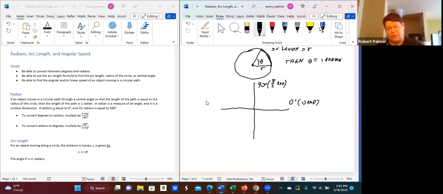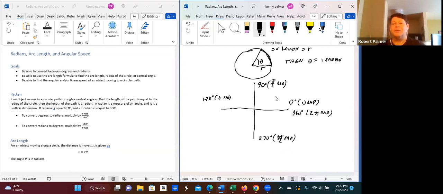This is 180 degrees, and this is the same as pi radians. And this is 270 degrees, the same as 3 pi over 2 radians. And as also said over here on the right, if you go all the way around a circle, it's 360 degrees, and that's the same as 2 pi radians. So it kind of starts from there.